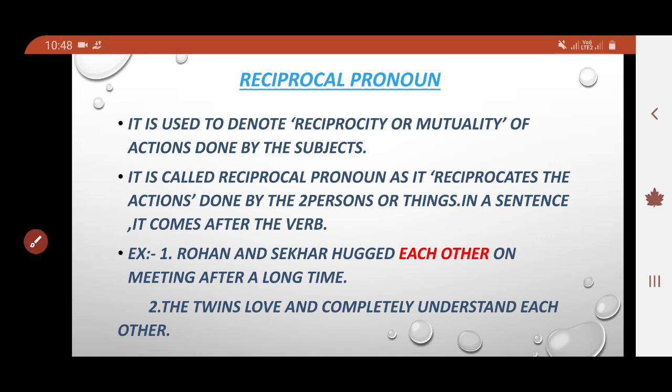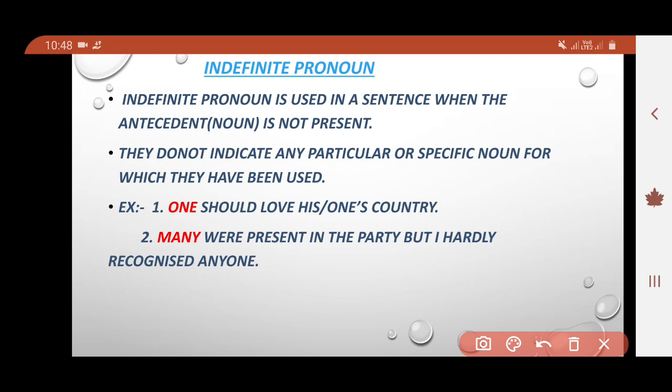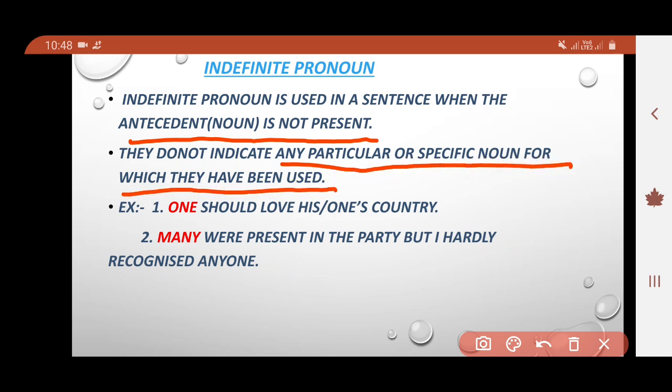Now next comes indefinite pronoun. So what is indefinite pronoun? Indefinite pronoun is used in a sentence when the antecedent, that means the noun, is not present. They do not indicate any particular or specific noun for which they have been used. That means the indefinite pronoun is itself saying that it is indefinite and not definite. This pronoun is not used to tell about any special person or special thing or any particular person, not one person, two persons, or some specific person.